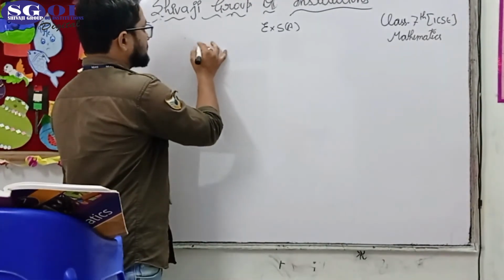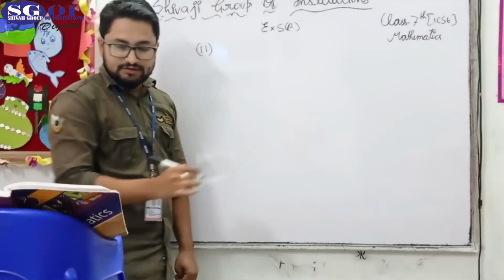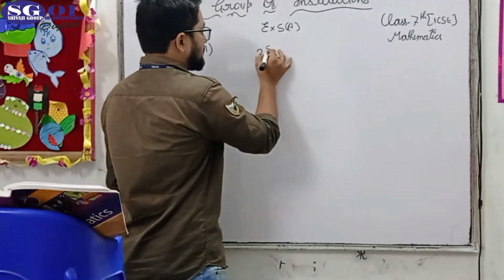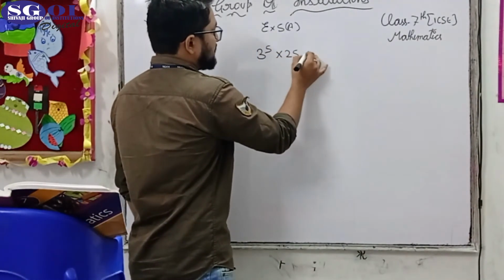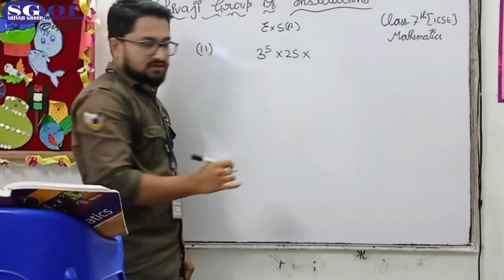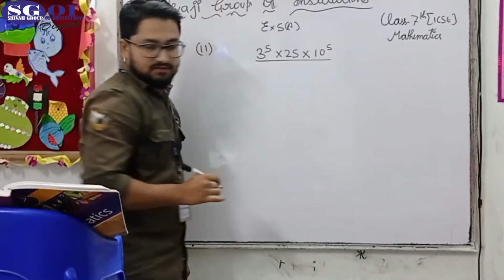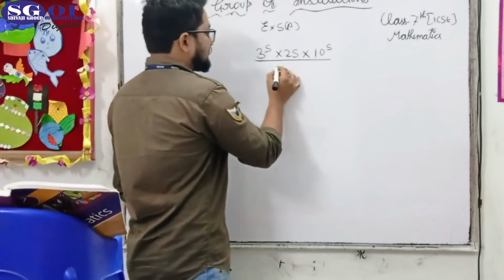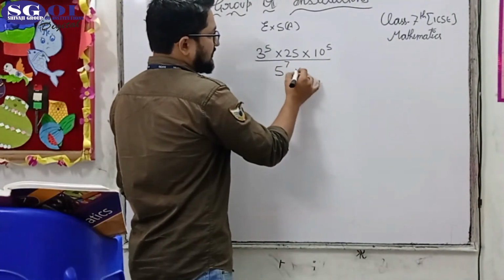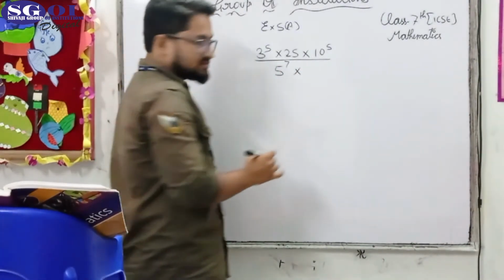Its second part. The question is saying 3 to the power 5 multiplied by 25 and multiplied by 10 to the power 5 upon 5 to the power 7 and multiply by 6 to the power 5.